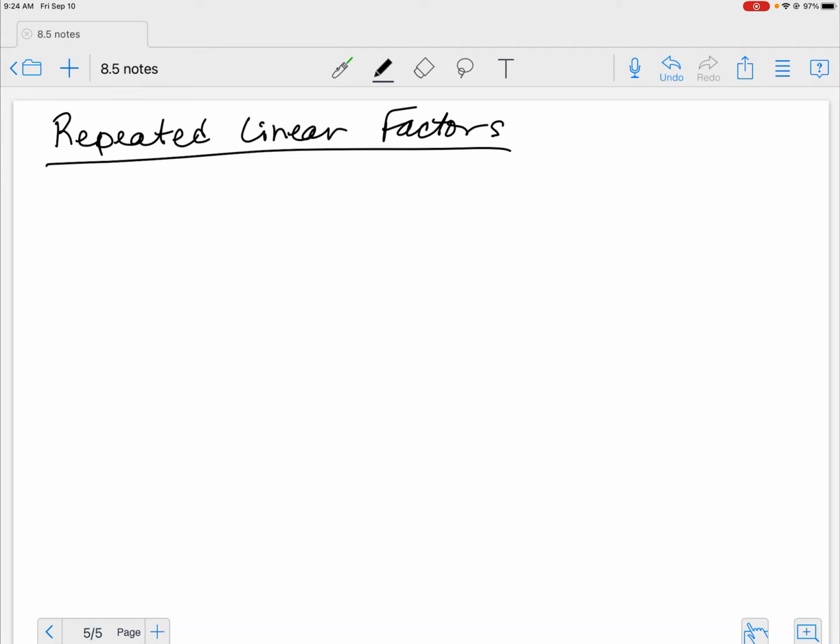Now we know we don't live in just simple linear factor world, right? So we're still talking about linear factors, but this is repeated linear factors. If you factor the denominator and you end up with something like x minus r squared, the process to do this is break it up. So you have A over x minus r and B over x minus r squared. You just keep adding on to that exponent. That is just the process.